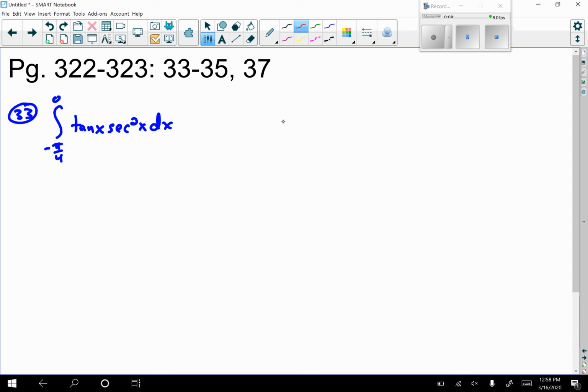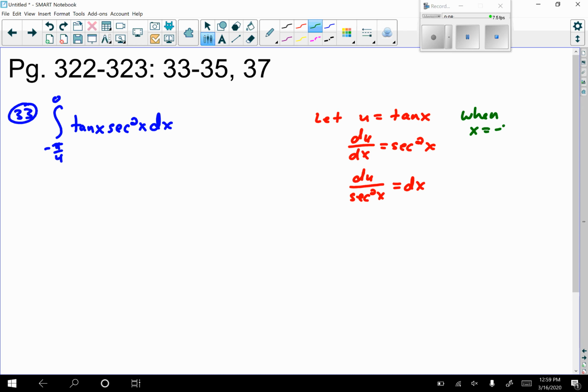So here I'm going to let u equal tangent x, because when I take the derivative, I'm going to get that secant squared x, which will divide out with the secant squared x in the problem. So du over secant squared x equals dx. I'm also going to write over here that when x equals negative pi over 4, u is equal to tangent of negative pi over 4, which is negative 1. And then when x equals 0, u equals tangent of 0, which is also 0.